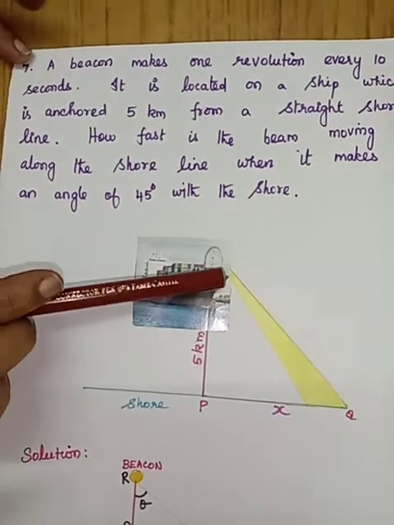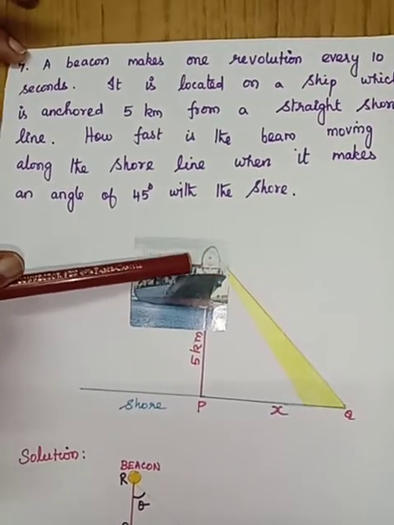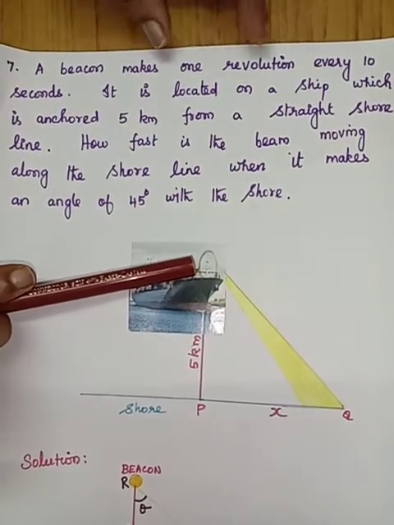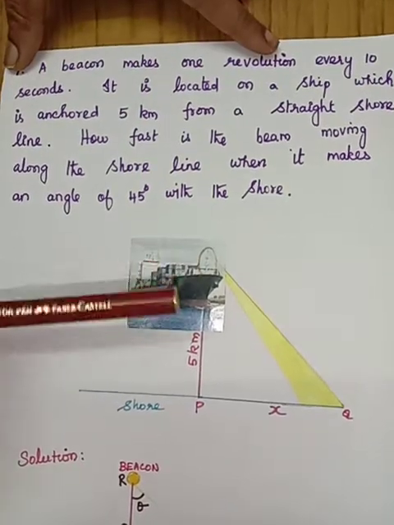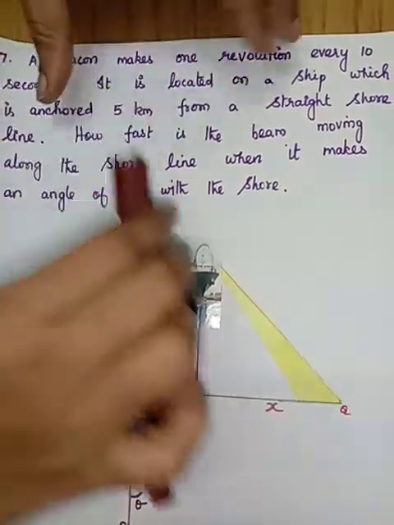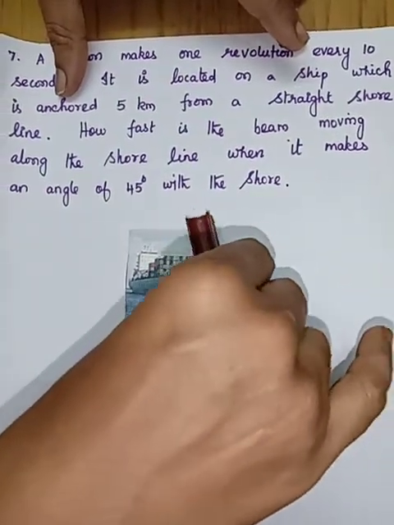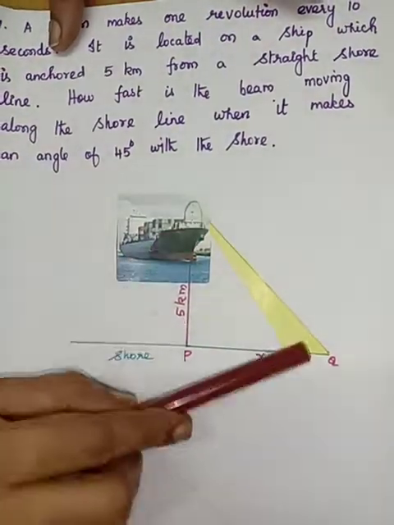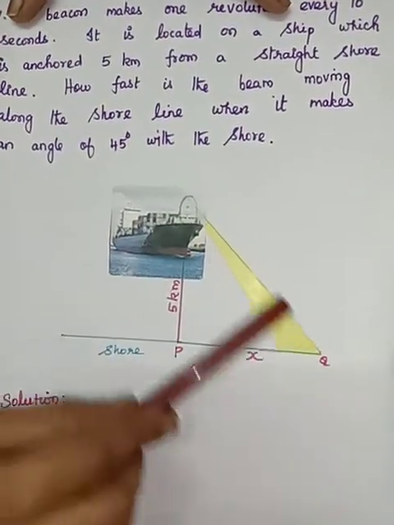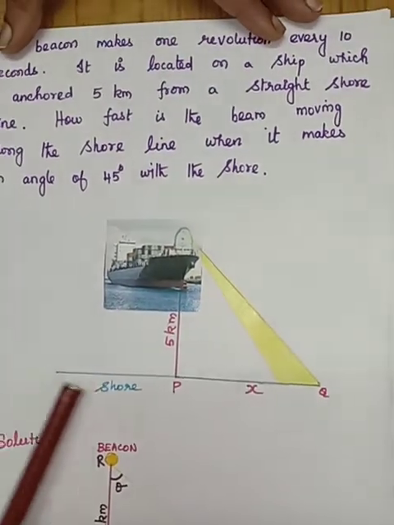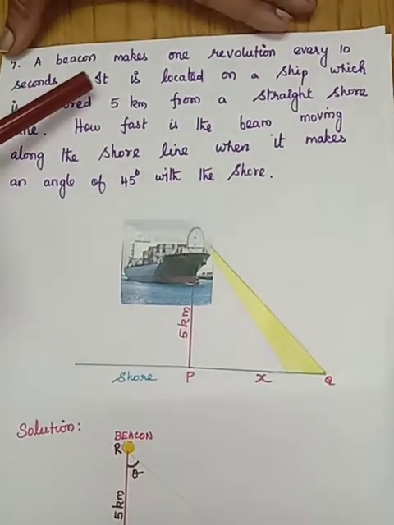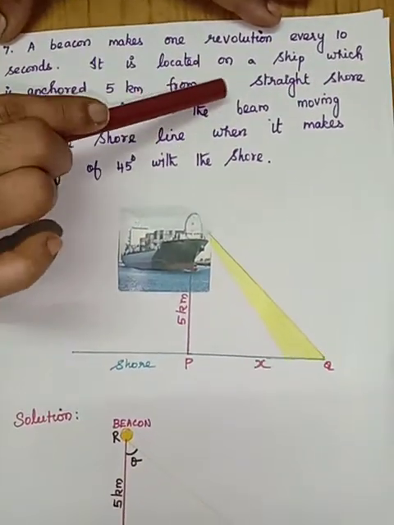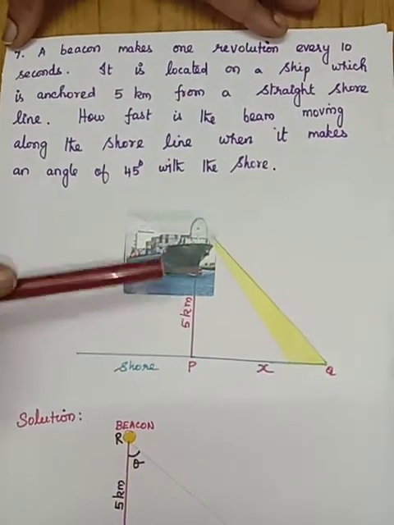So here I just take this is the beacon which is located on the ship. Okay, so this beacon makes one revolution every 10 seconds. That means the light rotates and makes one revolution in every 10 seconds. So here I have drawn the beam of light. It moves along the shoreline. This is the shoreline. And you see that the beacon is located on a ship which is anchored 5 kilometers from a straight shoreline. Okay, so see that.